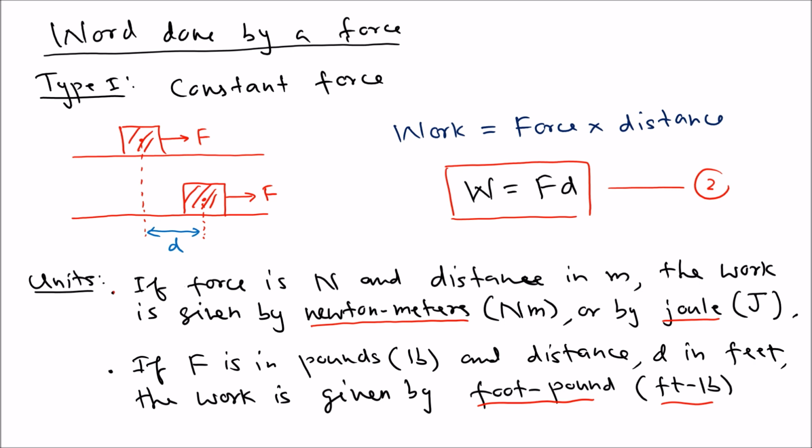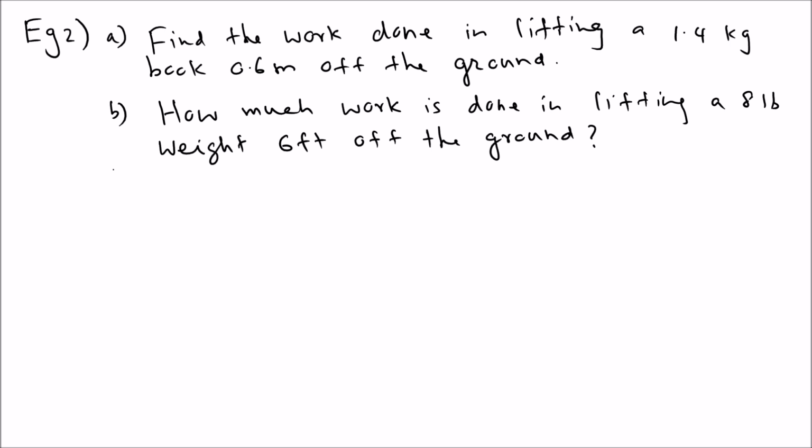Okay, so now let's try to do a problem in that. So let's look at this problem. Find the work done in lifting a 1.4 kilogram book 0.6 meters off the ground. So the problem is clear. There's a book which is 1.4 kilograms, and you're going to lift it upward 0.6 meters. And what is the work done? In this case the force is fixed. What is the force here? You have to apply a force which is equal to the weight but in the opposite direction.